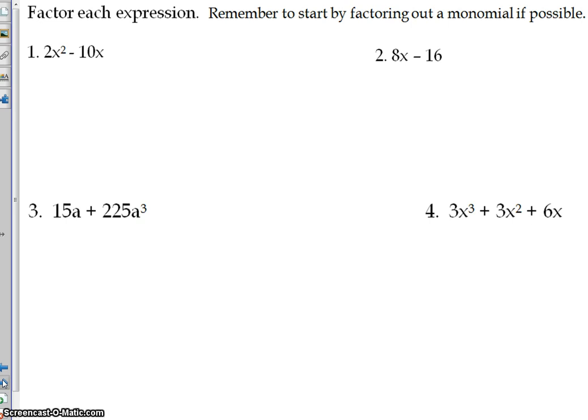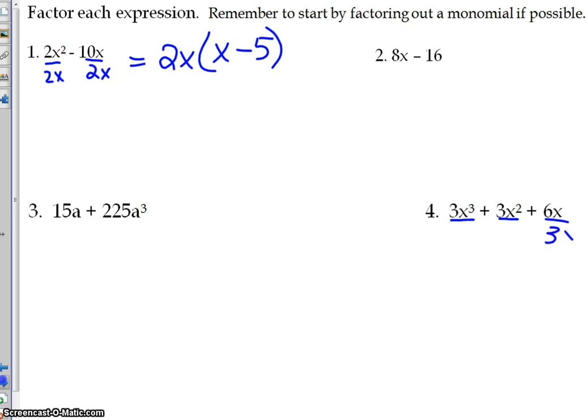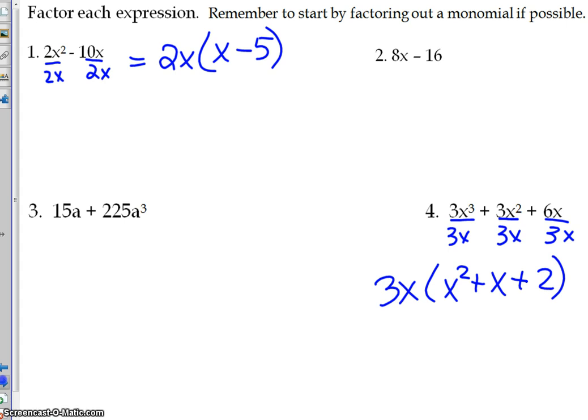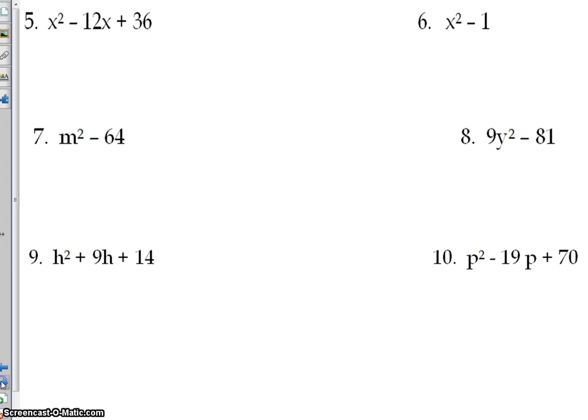The first one, I'm thinking they're both divisible by 2. Not only that, they're both divisible by an x as well. So I can factor out the single term of 2x. What I have left is x minus 5. Okay? Let's look here at 4. Let's look at 4 real quick. When I look at all of these, they're all divisible by a 3 and an x. So I factor out the 3x. What's left is x squared plus x plus 2. And then I can kind of say to myself, sorry about that, is there anything else that can be factored? In fact, there's not.